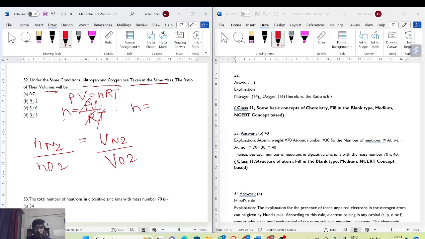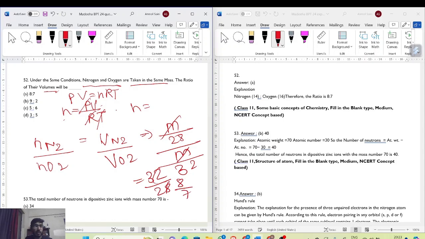So now we have to calculate the number of moles of N2, that is, V of N2 divided by V of O2. The mass is the same for both, so we can take it as M, and the molecular weight of nitrogen is 28. The mass of oxygen will also be M, and the molecular mass of oxygen is 32. So M will cancel out, and 32 upon 28 means 8 upon 7, which is a ratio of 8 to 7. So our correct answer is option number A.